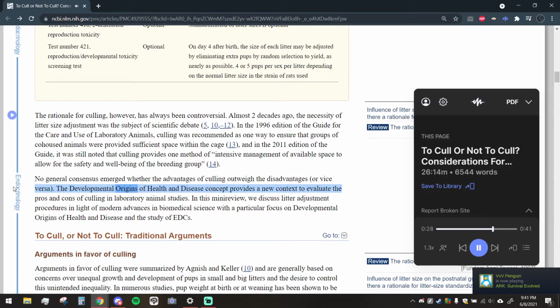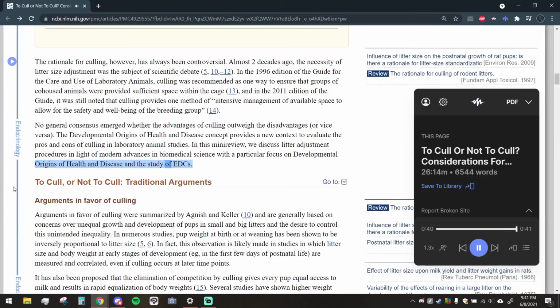The developmental origins of health and disease concept provides a new context to evaluate the pros and cons of culling in laboratory animal studies. In this mini-review, we discuss litter adjustment procedures in light of modern advances in biomedical science, with a particular focus on developmental origins of health and disease and the study of EDCs.